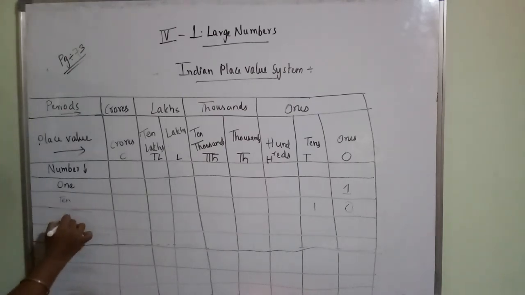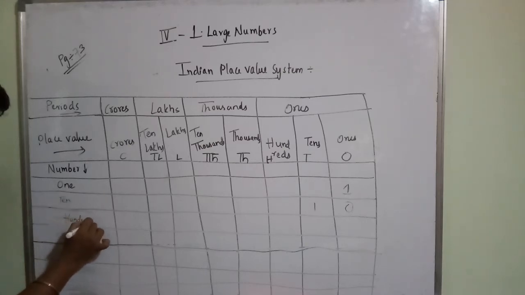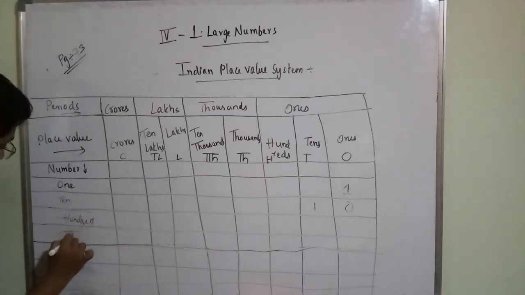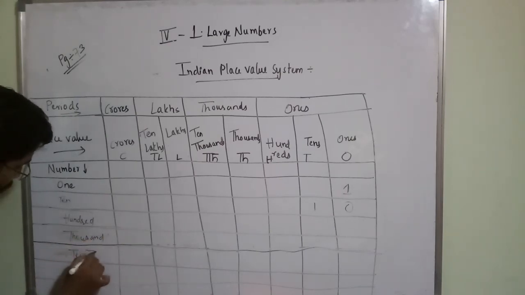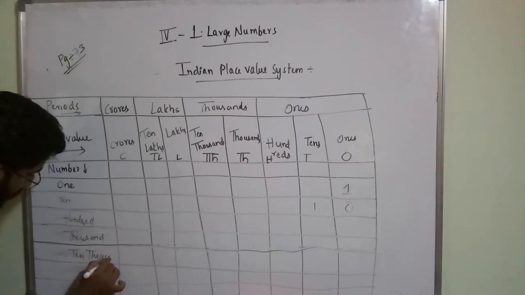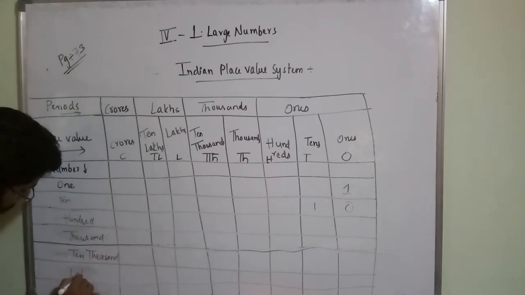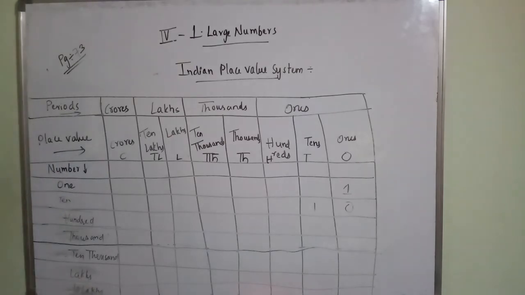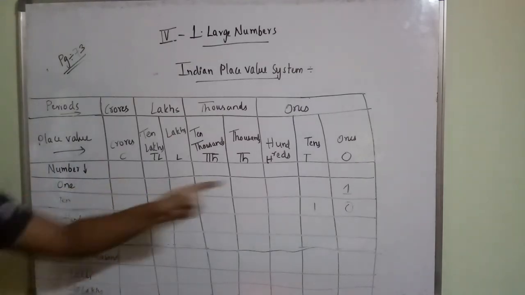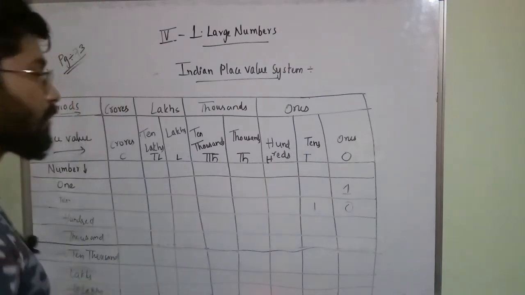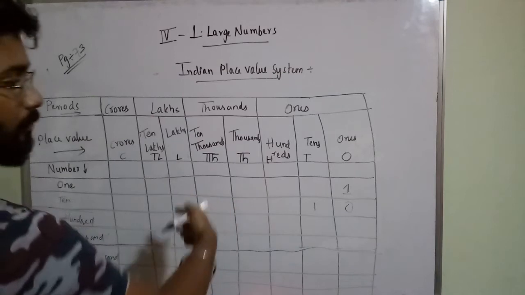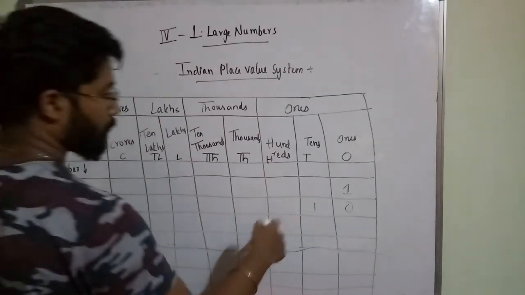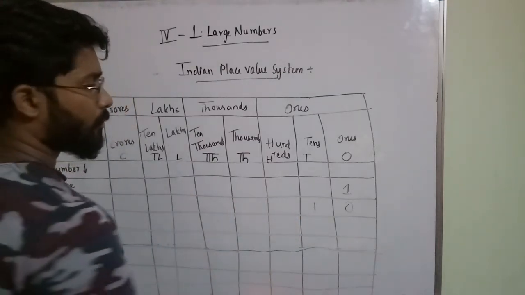One, 10, 100, 1000, 10,000, lakhs, 10 lakhs. Okay, so 1 is having only one digit, so I have written it only in the ones place. You have to start filling from right to left here. So 10, right to left means the smaller digit.